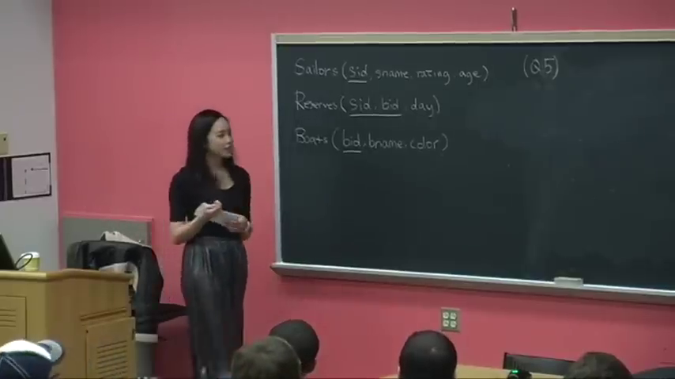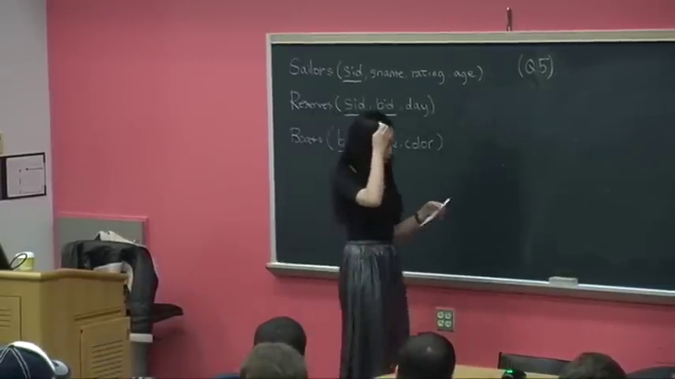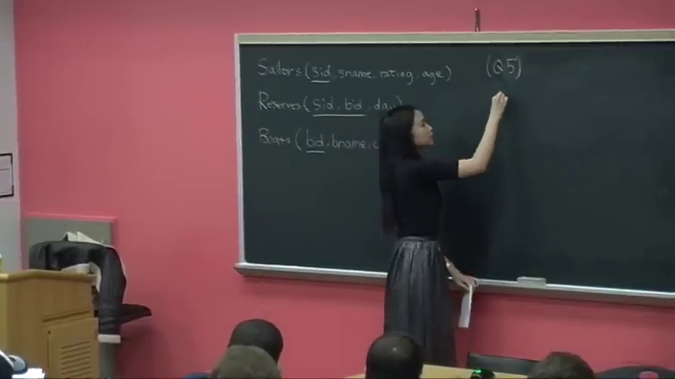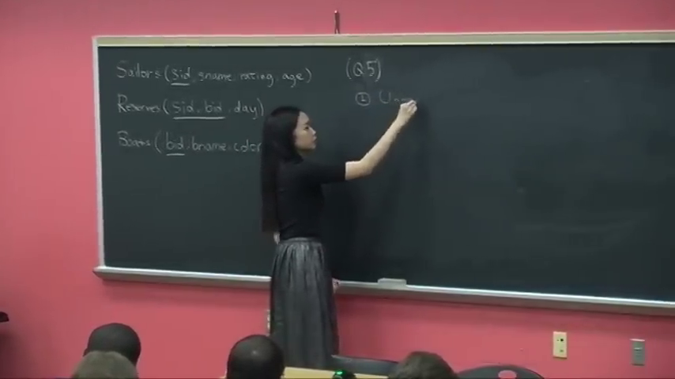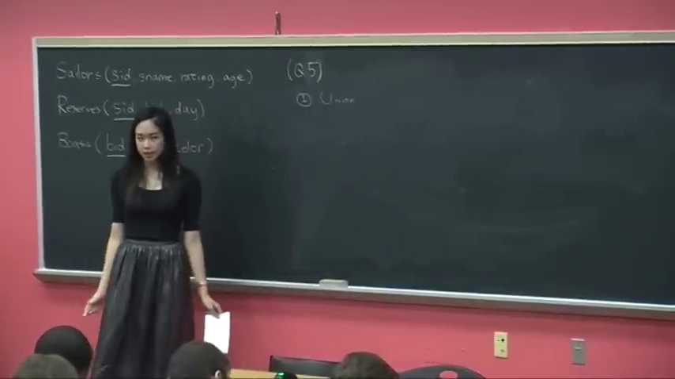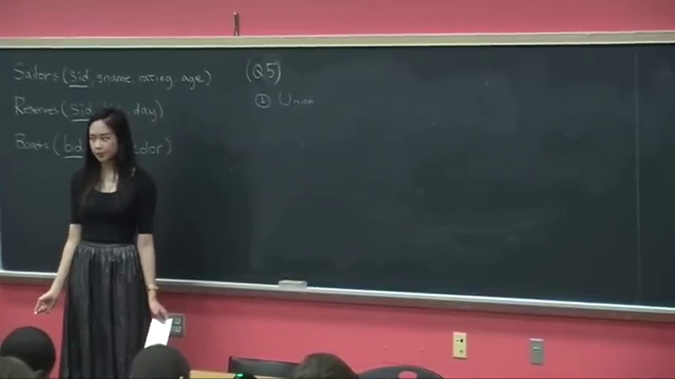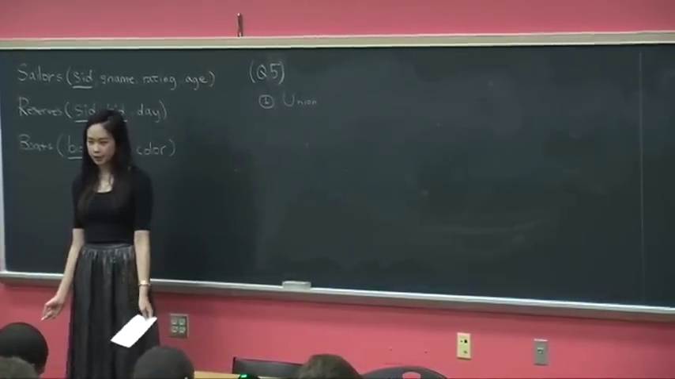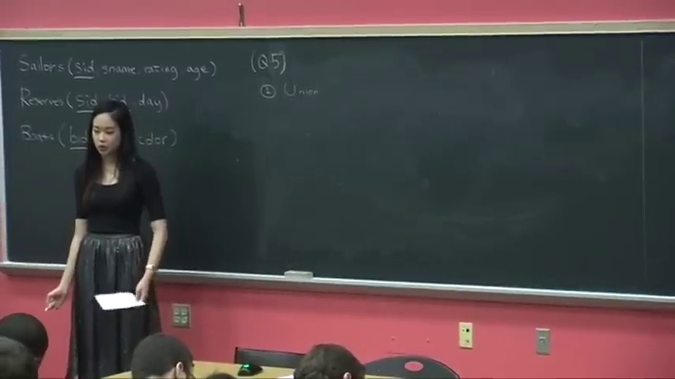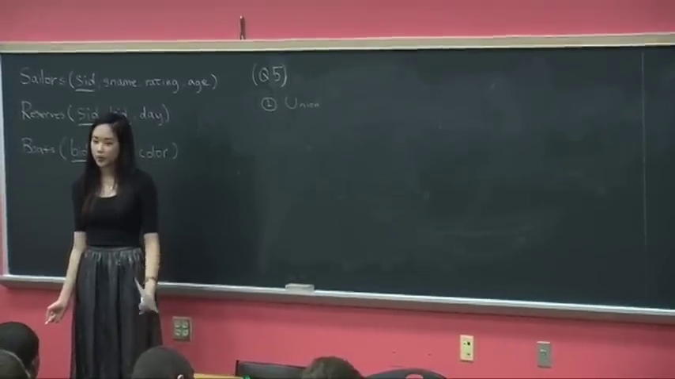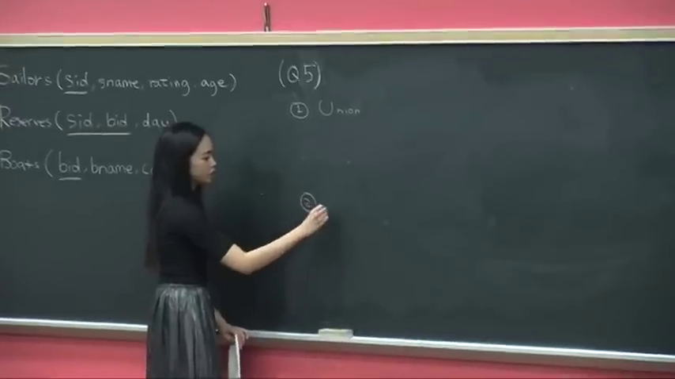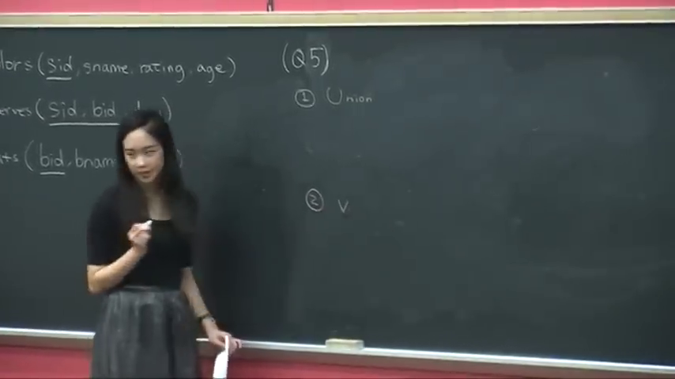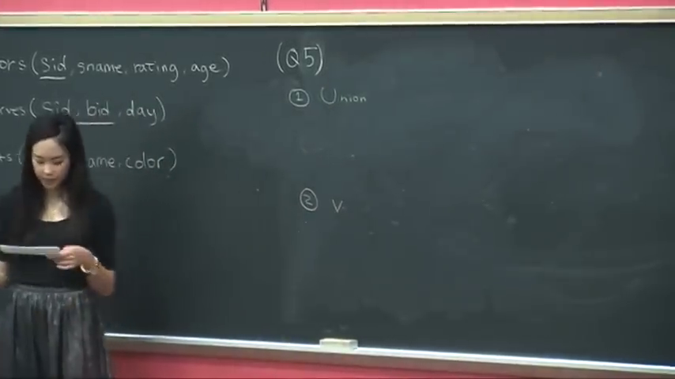Union. Yeah. First one is union. How about the second one? Okay, we take union as the first approach. For the second one, remember when we do selection, in the condition we can do and or. So let's just say we want to do the or. We'll do it later. Okay, so that's another way.